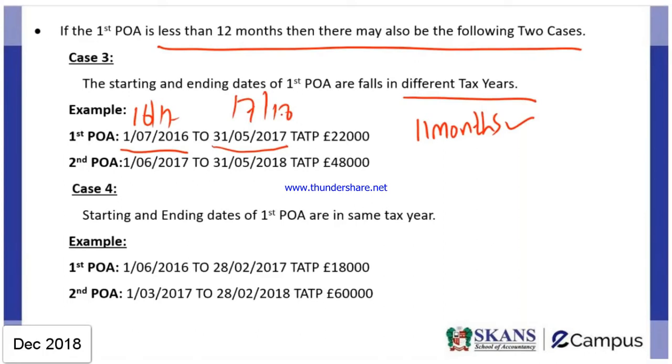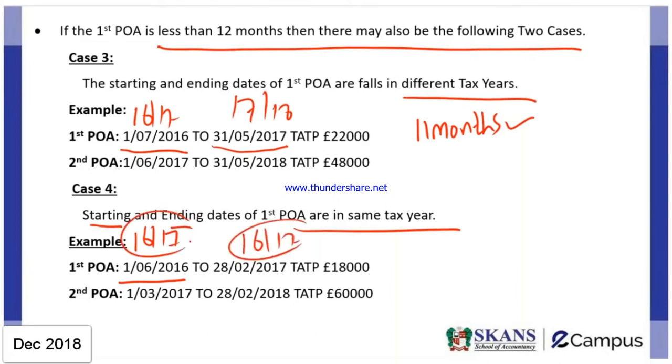And if the first period of account is less than 12 months, then case 4 says the starting and ending dates are in the same tax year. As you see in the example, the trader starts business on 1st June 2016 and decides to prepare accounts every year at 28th February. So the starting date is in tax year 16/17 and the ending date is also in 16/17. So case 4 says the starting and ending dates are in the same tax year and the length of the period of account is less than 12 months.